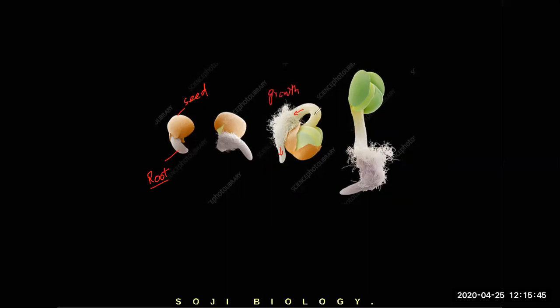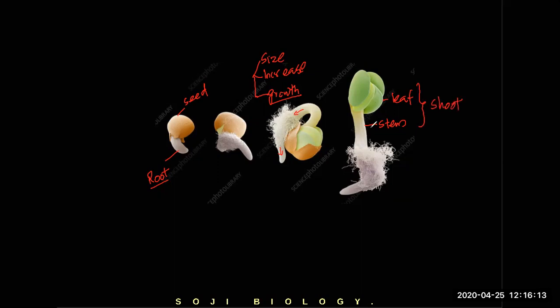What exactly is growth? An increase in the number of cells is called growth, and an increase in the size of the cell. When these two things happen, we call it growth. So the cells are increasing, and you can see the root is growing downwards, and that's a shoot. This part is the shoot, which is the stem and the leaves. Stem and leaf are together known as shoot.